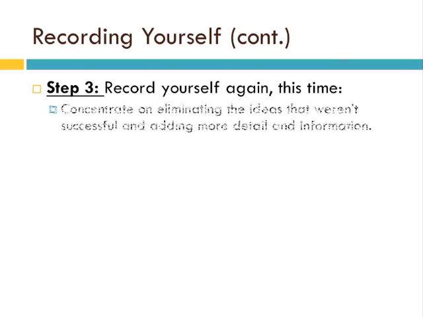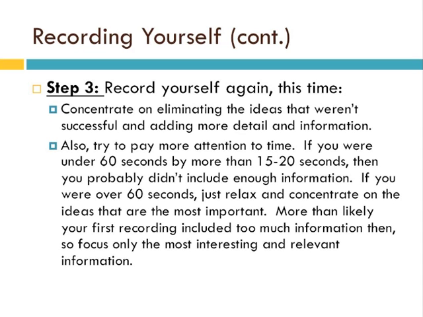Again, record yourself once again, and this time concentrate on eliminating any ideas that weren't successful and adding more detail and information if possible. And remember, try to pay more attention to time each time you practice. So, for example, if you were under 60 seconds by more than 15 or 20 seconds, you probably didn't include enough information. If you were over 60 seconds, then just relax and concentrate on the ideas that are the most important. More than likely, your first recording may have included too much information, or maybe even too many pauses. So try to focus on only the most interesting and relevant information.